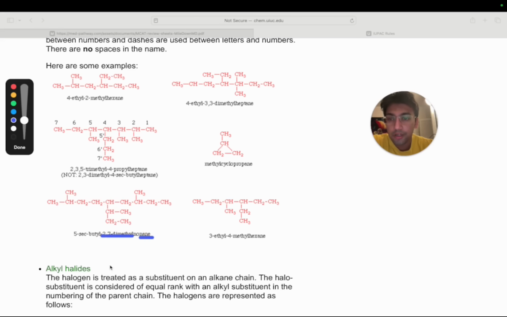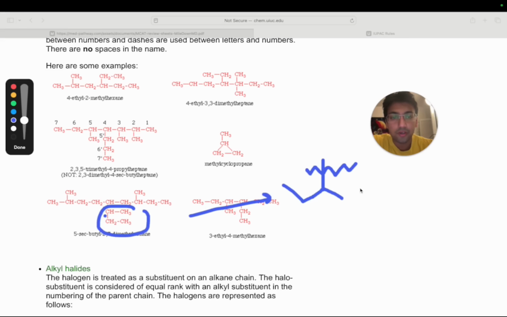We have a nonane here, and then we have a 5, and then we need to figure out what this thing is. I'm just going to draw this out because it'll be easier to understand. The substituent is, I see a carbon over here, and then we have another carbon this way, and another carbon this way, right? That's the same thing as this. This and this are the same thing. So what is this substituent?